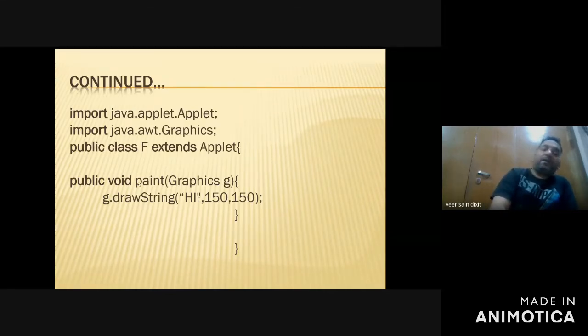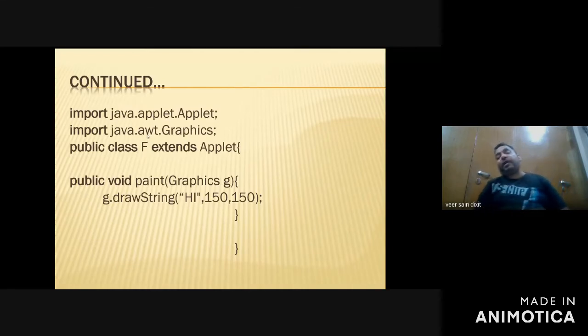Now, what is the method? I told you that for init, start, destroy, you will use this import java.applet.Applet. And another component classes, for example, Graphics is a component class. So we will import java.awt. What is the full form of AWT? Abstract Windowing Toolkit. AWT is the acronym for Abstract Windowing Toolkit.